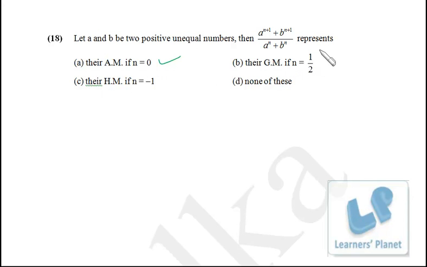Now let's check the remaining one. If n is equal to half, we cannot get the geometric mean easily because it will be a lengthy, tedious term. Okay, and the geometric mean of a and b is actually root ab, right? Similarly, their HM is if n is equal to -1. So if n is equal to -1, it will be a raised to 0 plus b raised to 0, so that is 2 upon 1 upon a plus 1 upon b. So it is 2ab upon a plus b. Yes, so their harmonic mean if n is equal to -1. So that's correct.